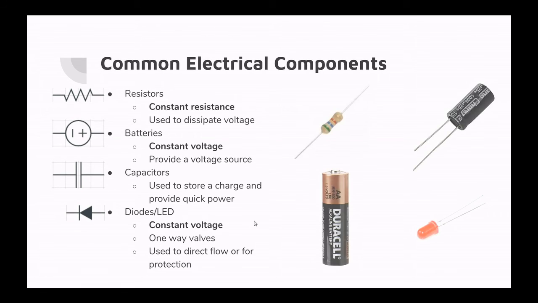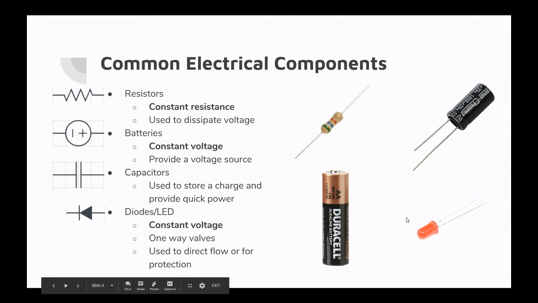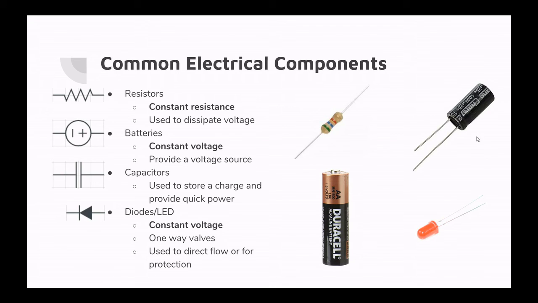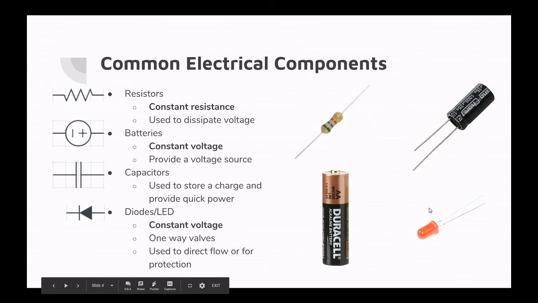And if you look here over on the right, here are some of the common components associated with it. On the top left is a common resistor, followed by an AA battery. I think we all know that one. Capacitor, there can be ceramic or ferritic capacitors. This is a ferritic capacitor, which is typically a capacitor used for higher stores of energy. Ceramic capacitors tend to store less energy, but are much quicker at charging and discharging. And then finally, on the bottom right is an LED, a light-emitting diode.